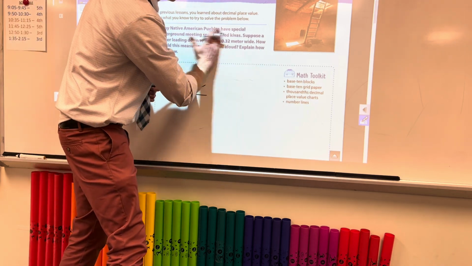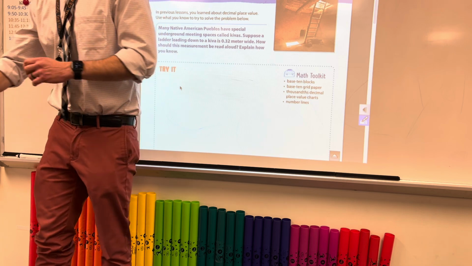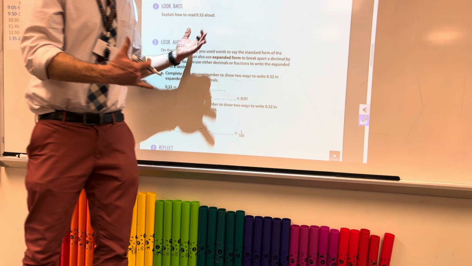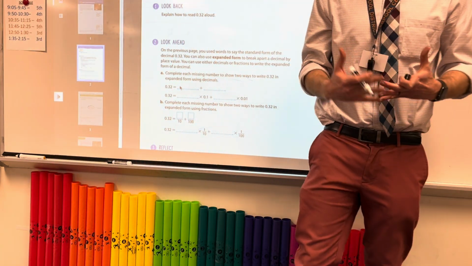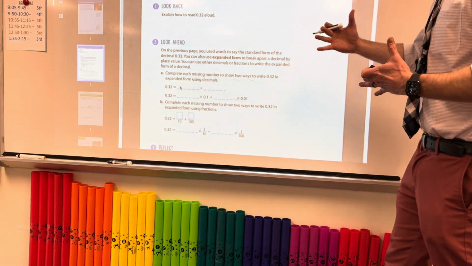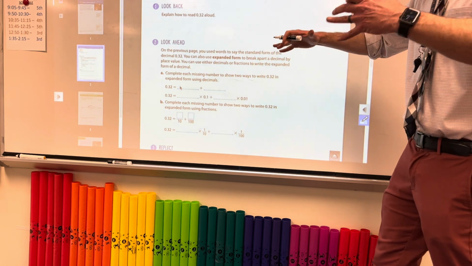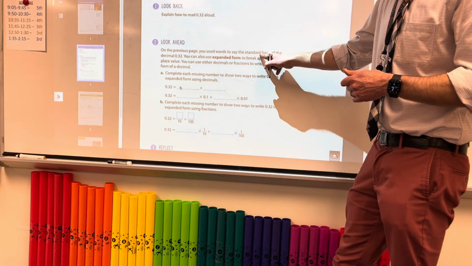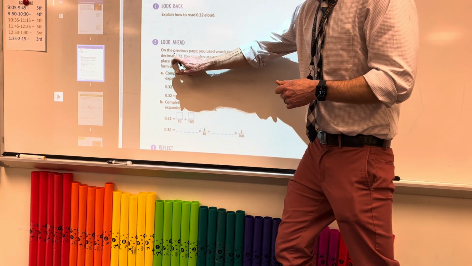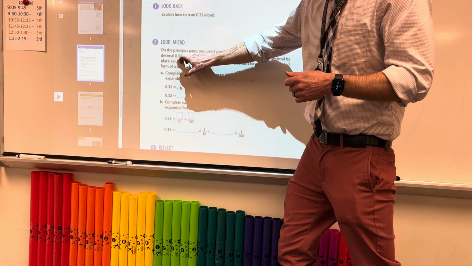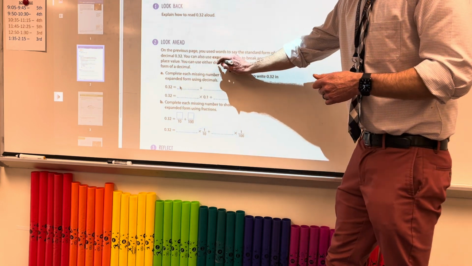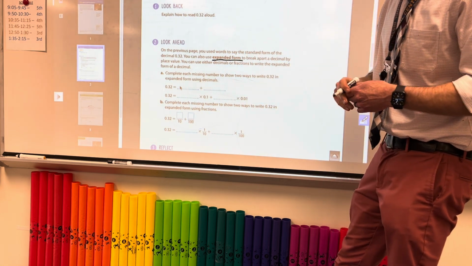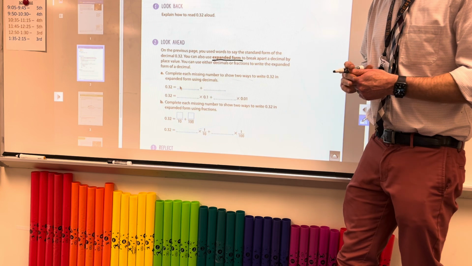Now, let's go to the next page, which kicks off with explain how to read 3.2 aloud. Well, we sort of just did that. Let's look at this one down here because this is really what we're going to have to get into. Looking ahead, on the previous page, you used the words to say the standard form of the decimal, 32 hundredths. You could also use expanded form to break apart the decimals. You can either use decimals or fractions to write the expanded form.